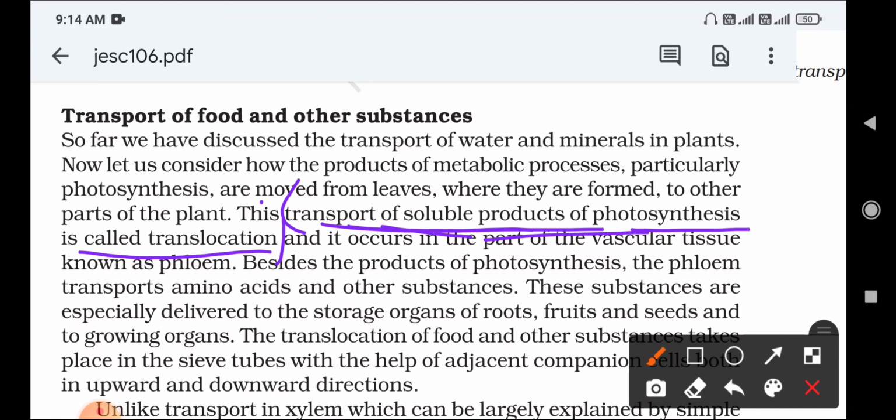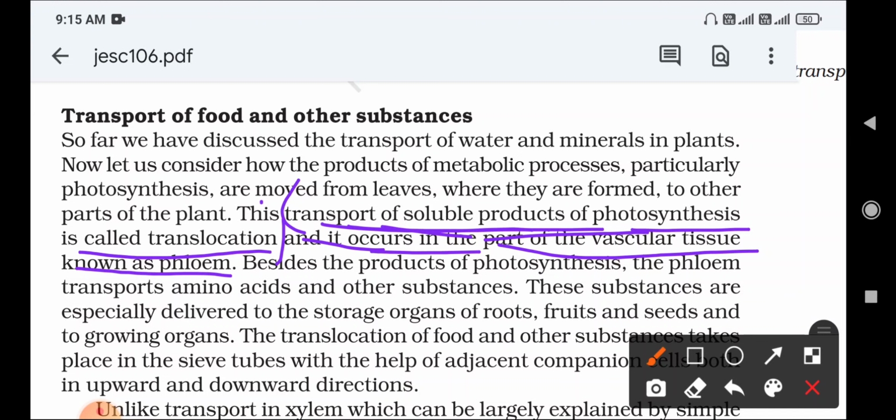Okay, by the two methods, the first is called transpiration and the other is called translocation. By these two processes in highly organized plants, they transport water molecules, minerals and products of photosynthesis. These are very important functions of highly organized plants. Remember that. Next, it occurs in the part of the vascular tissue known as the phloem. Which type of tissue does it? We can say the phloem.